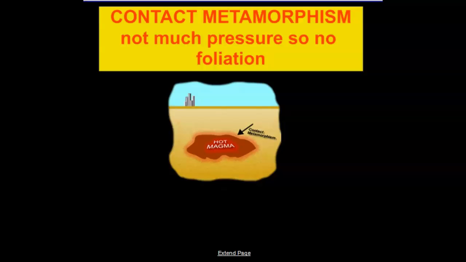The second type of metamorphism is called contact. Contact metamorphosed rocks do not show foliation because while there is heat associated with the magma intruding the surrounding rocks, there really isn't pressure. The magma just bakes, aka recrystallizes the minerals so that the rocks touching or adjacent to the magma are baked.